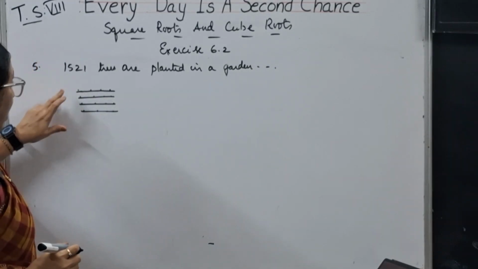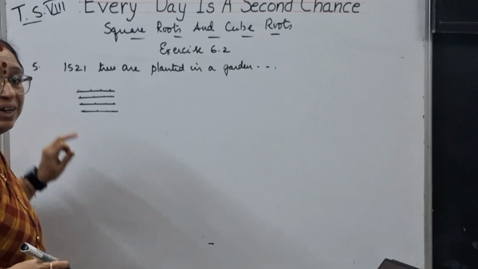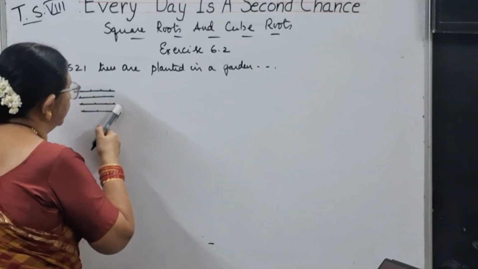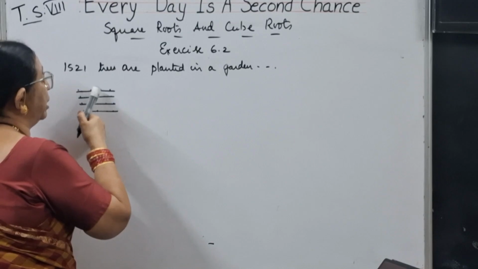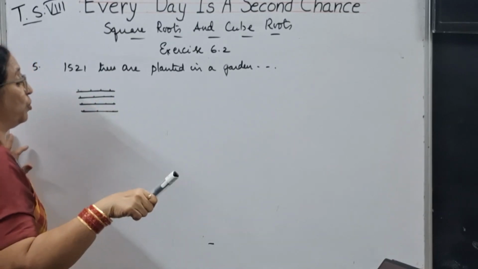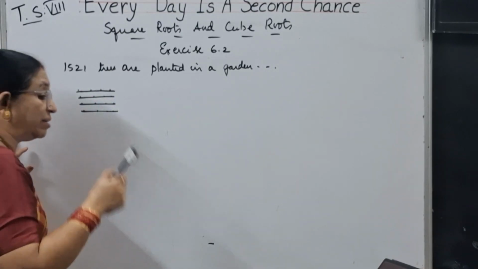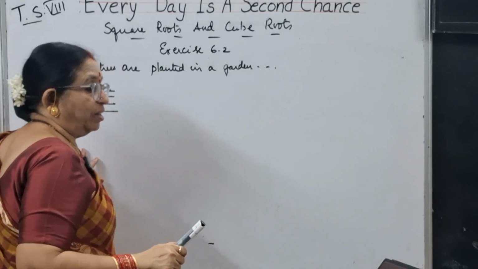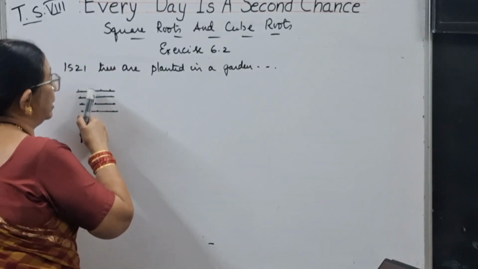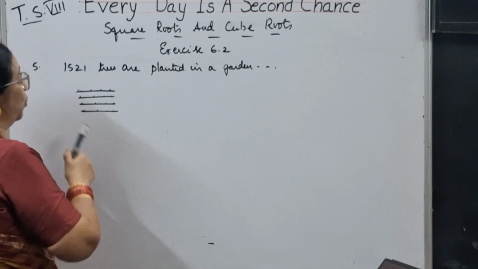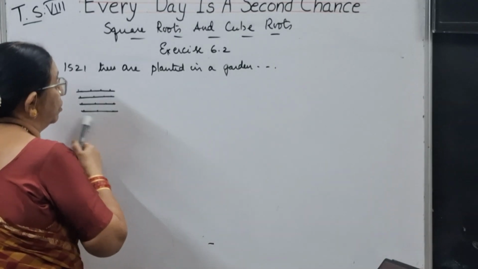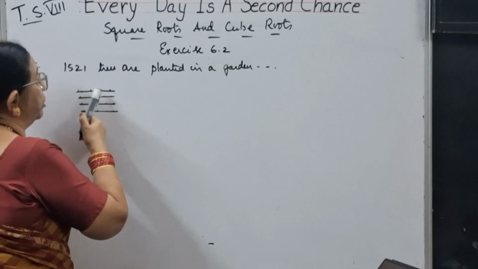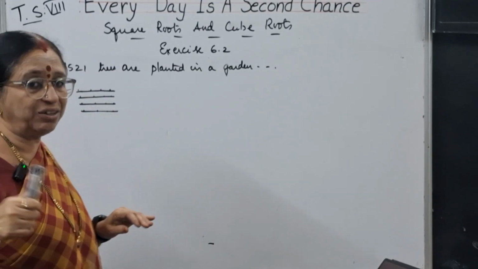There are as many trees in each row as there are rows. How many rows are there? So many plants are there in each row. Please understand this statement, don't get confused. There are as many trees in each row as there are number of rows. That many trees are there in each row.